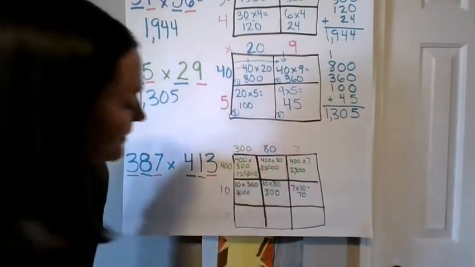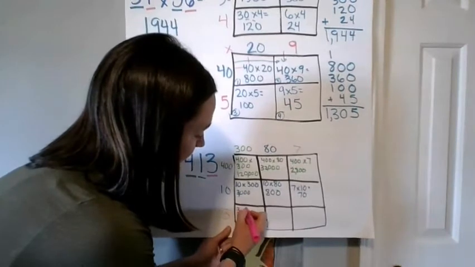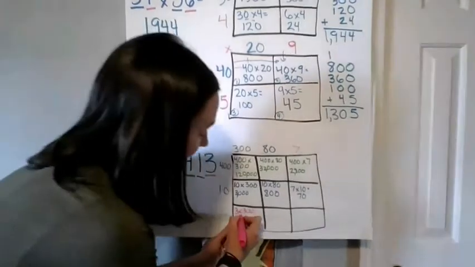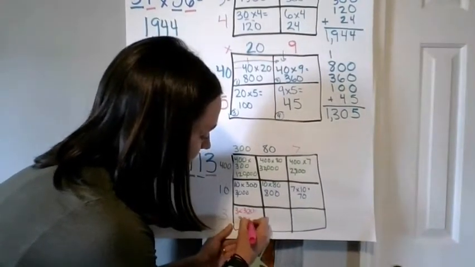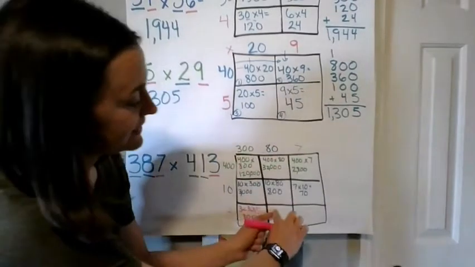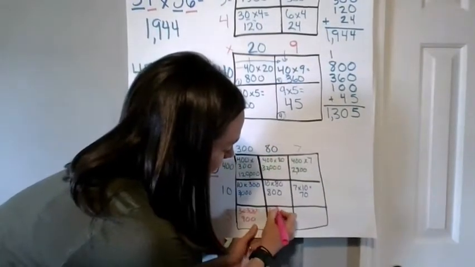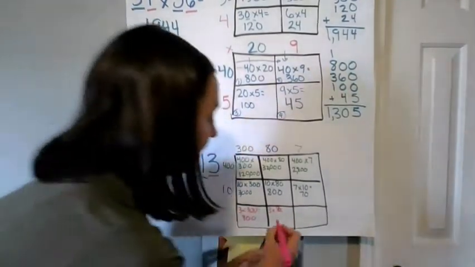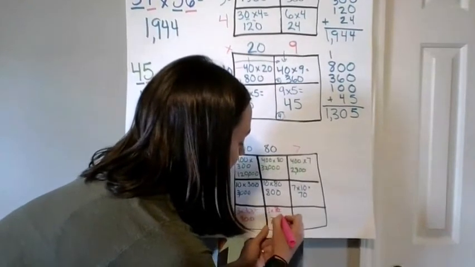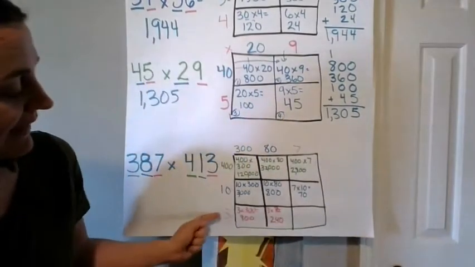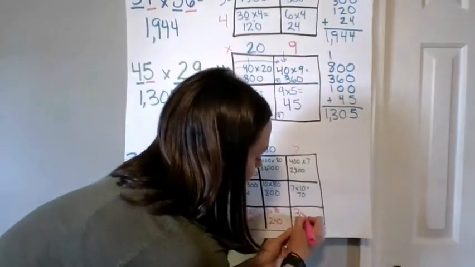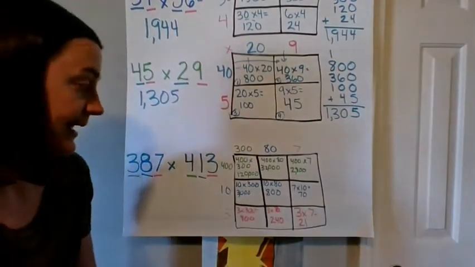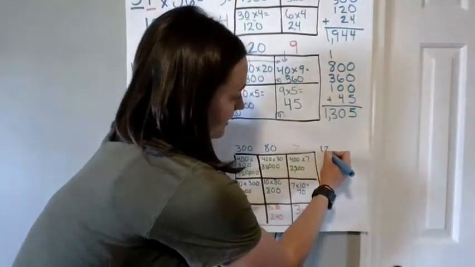All right, last row. 1s times these numbers above. So 3 times 300. I know that 3 times 3 is 9. And then I'll add my 2 zeros. 3 times 80. I know that 3 times 8 equals 24. And then add the 1 0, 240. And last one, 3 times 7 equals 21. Okay? And then I would need to go through and add all of these numbers together.